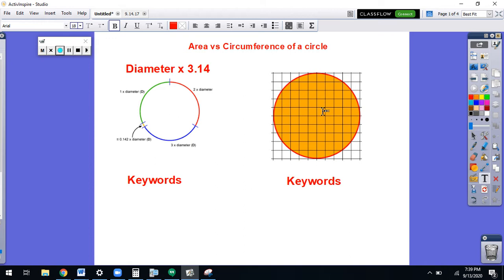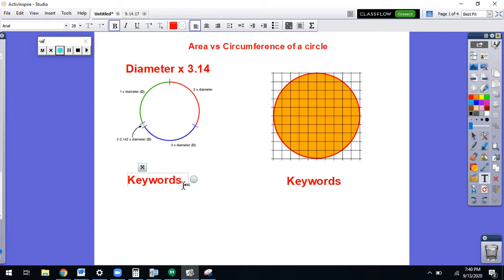Now, for area, it's going to be a little different. For area, we're not talking about going around the circle. We're now trying to cover everything in the circle. So area of any shape is really just how many squares fit on the shape. I'll get a little more into how to do that in a bit. I also want to talk about some of the keywords.